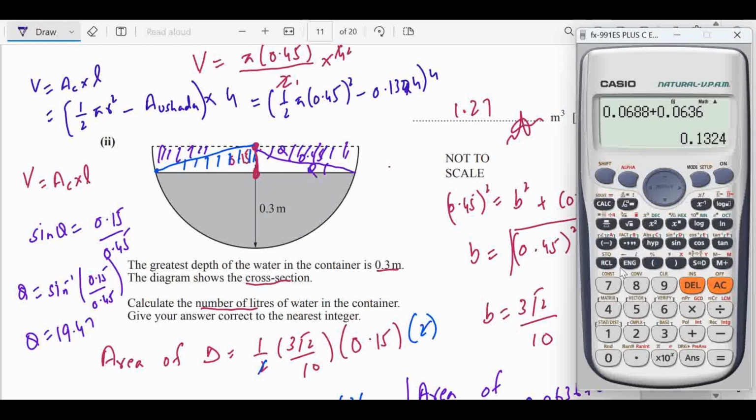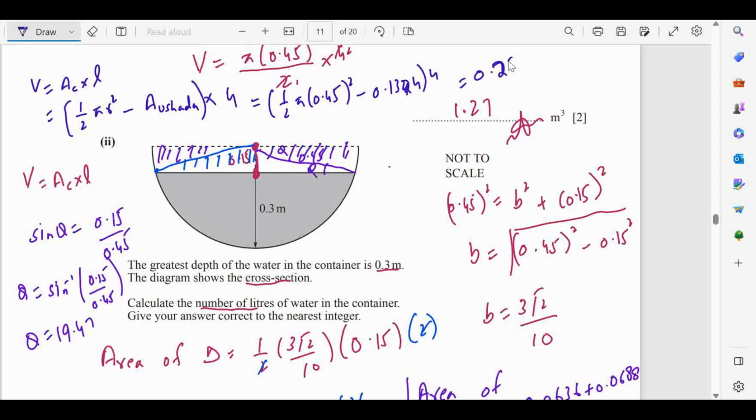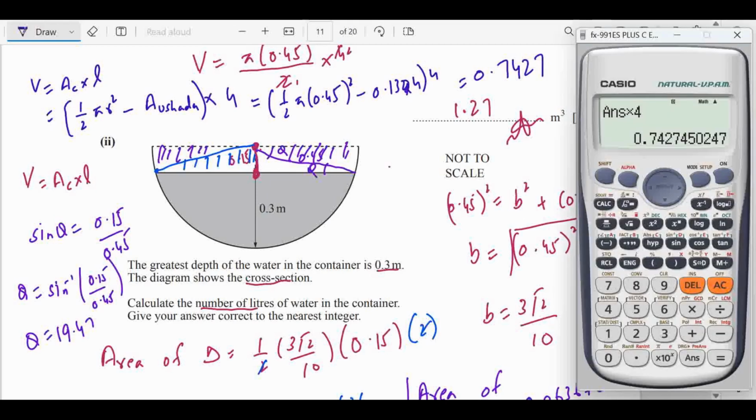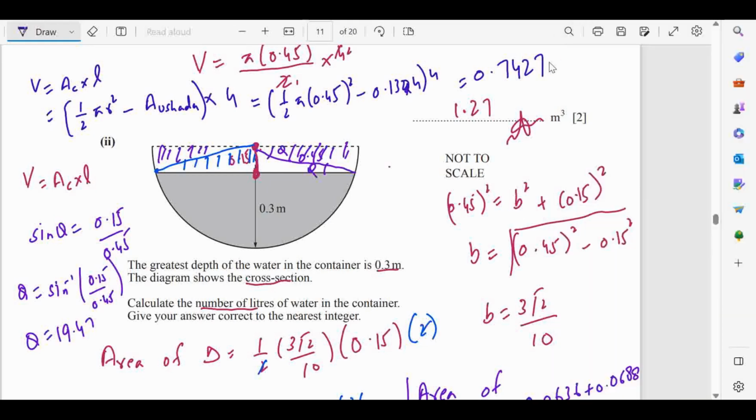So 0.45 squared, multiplied by pi, divided by 2, minus 0.1324, multiplied by 4. So this will be equal to 0.7427.